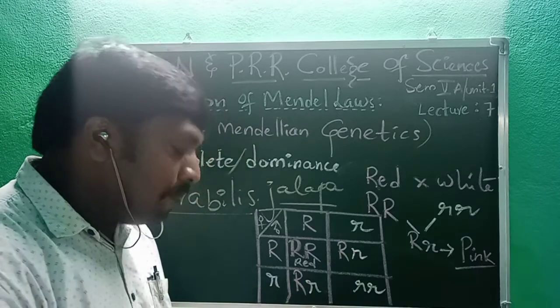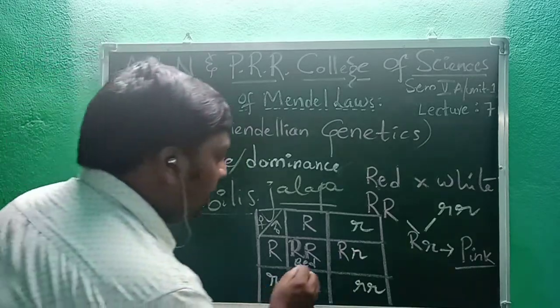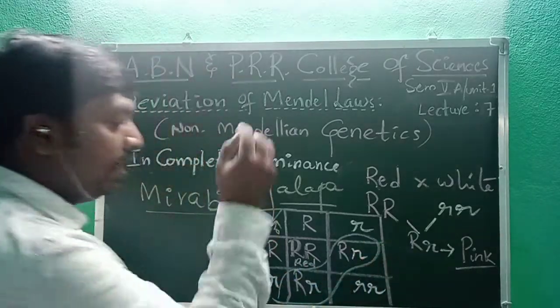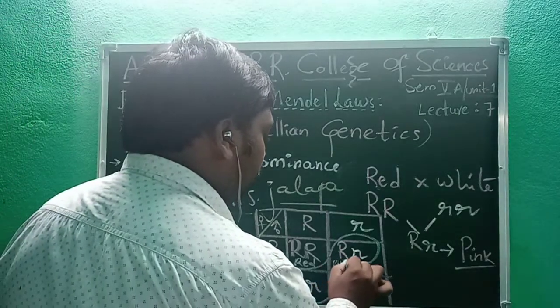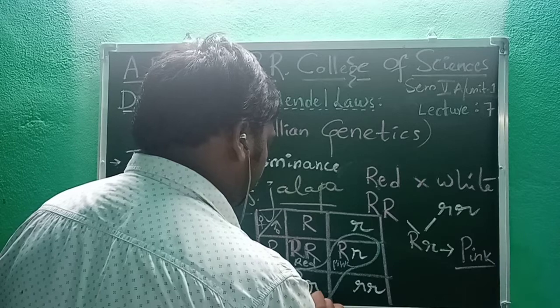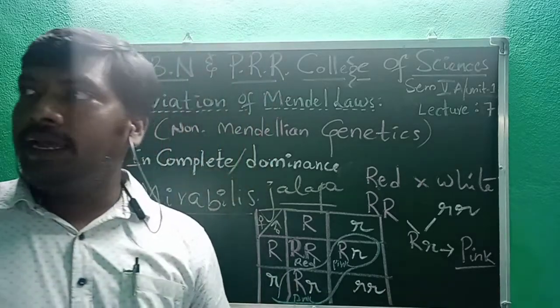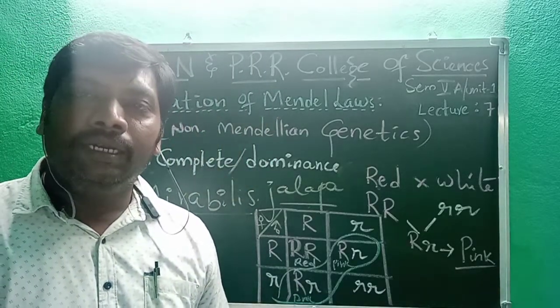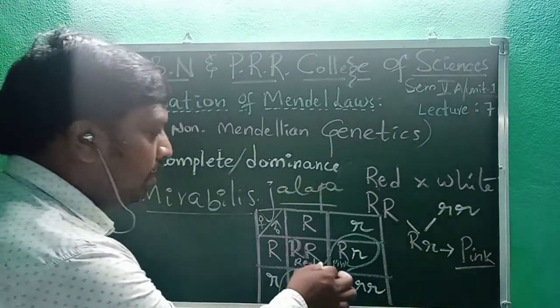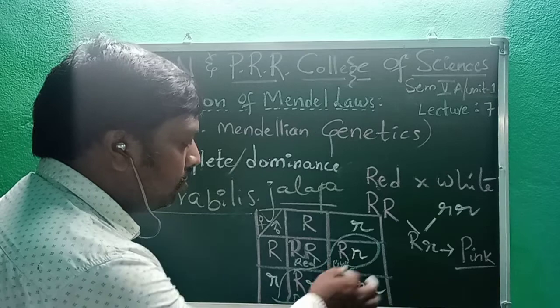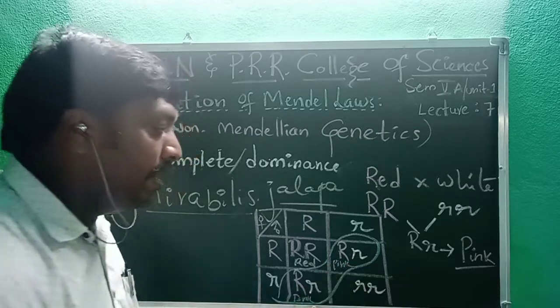What about capital R, small r? This is the intermediate color that is called pink color. Here the intermediate gene is what we observed, meaning the dominant and recessive both combine to produce an intermediate color.